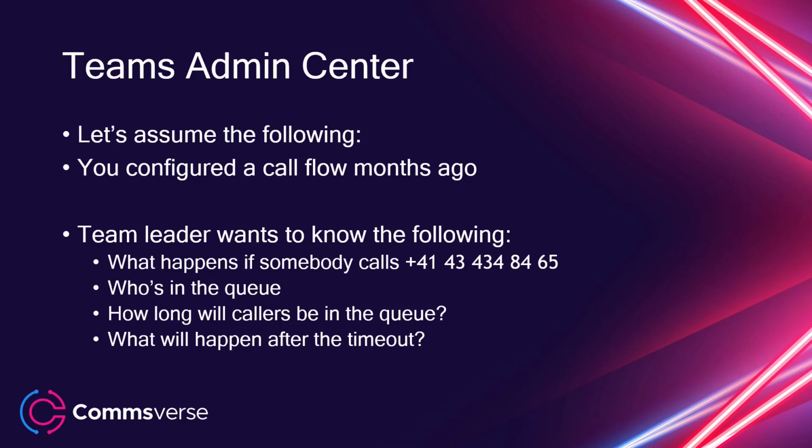So now let's make an assumption. Let's assume you have configured a call flow for one department like 6 months ago, or maybe even longer, and now the team leader or the person who is responsible for this queue comes up to you and wants to know a bunch of stuff like what's happening if somebody calls my team number, who is in the queue, so who is going to answer the calls, how long will the caller be in the queue, and what will happen after the timeout. And now I'm going to show you what I have to do in order to get this information from Teams Admin Center.